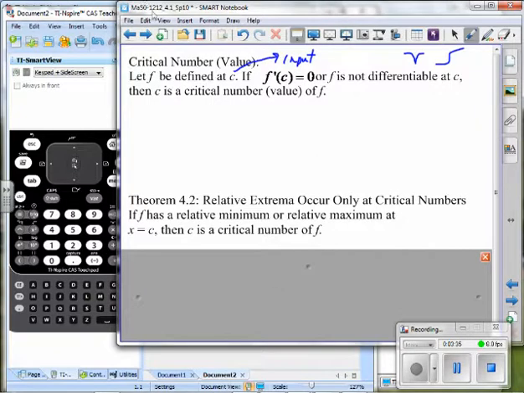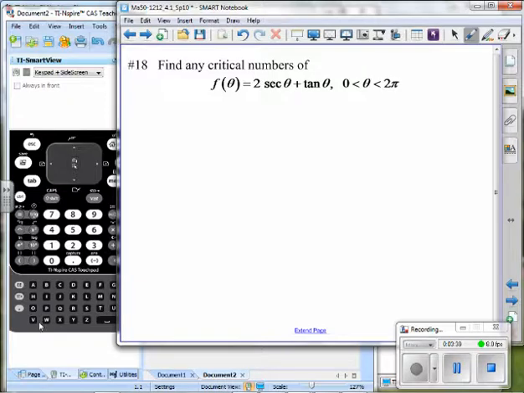Okay. Well, let's see what we've got here. Find any critical numbers of this function. So if I want to find any critical numbers, what's the first thing I have to do? I could graph it. Analytically, though, what's the first thing I would do? Find the derivative. Did you say that? Yeah. Okay. Find the derivative. Take the derivative. So let's go through and do this derivative. Now here are secant theta and tangent theta. These are trig functions that I'm not asking you to memorize.